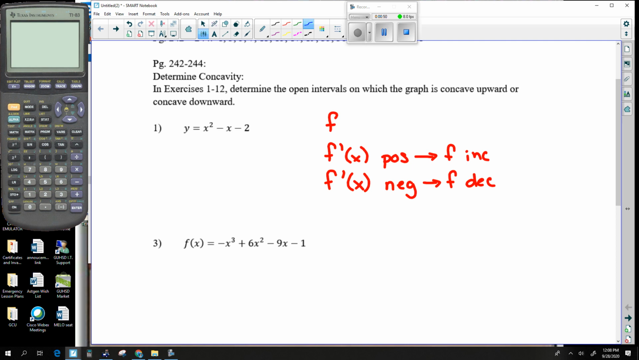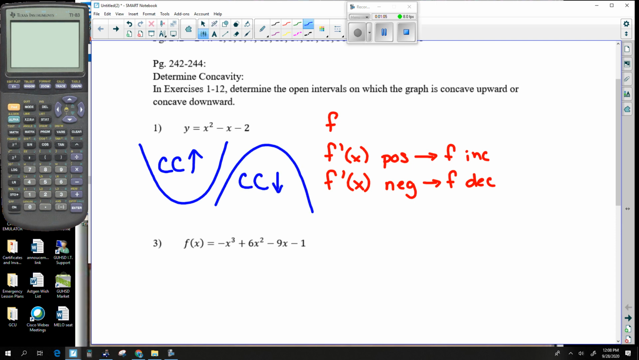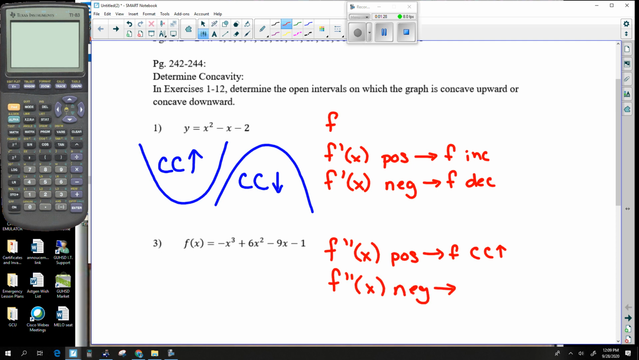Okay, and then we need to talk about concavity. What is concavity? If I have a picture that looks like a bowl, that means it's concave up, or concave upward. If it goes something like this, that implies that it's concave downward. And where you find concavity is the second derivative. So if the second derivative is positive, that means f is concave upward. If the second derivative is negative, that implies that f is concave downward.